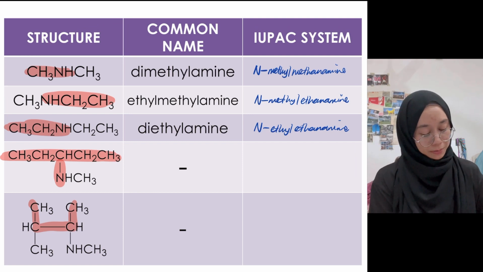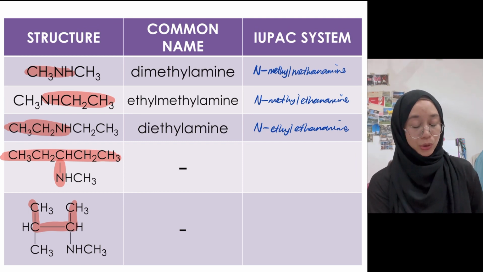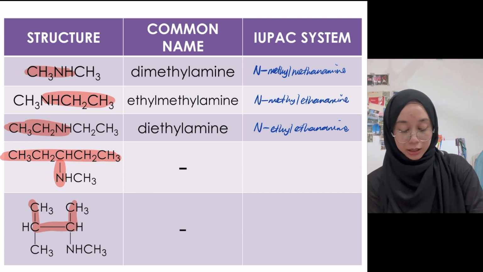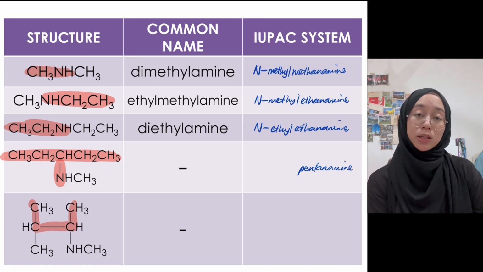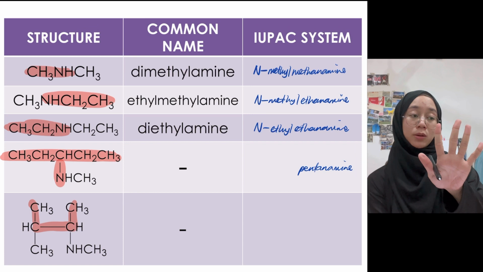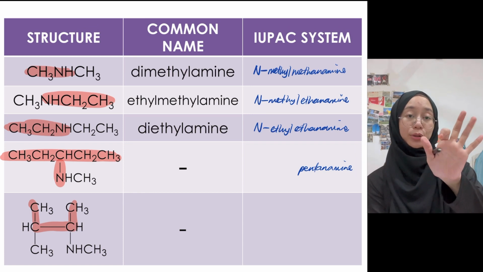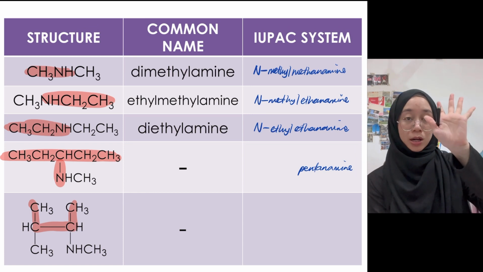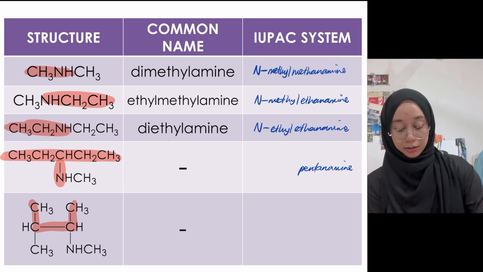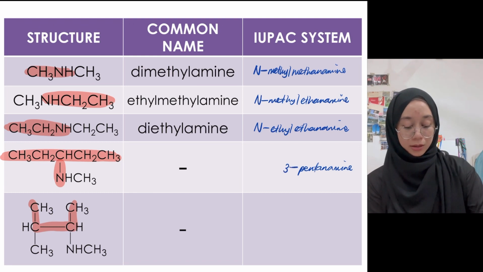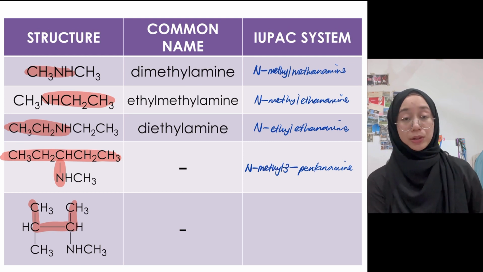Okay, so yang keempat ni pula. Yang keempat ni longest chain ada 1, 2, 3, 4, 5 carbon. So 5 carbon meaning pentanamine. Pentanamine, tapi kamu kena bagi tahu position of the nitrogen, sebab bila dah ada 5 ada possibility untuk the amine group attach pada carbon number 1, 2 and 3. Okay, therefore nombor 3 dan 3 pentanamine. So methyl pula attach kepada N, so nama dia adalah N methyl 3 pentanamine.